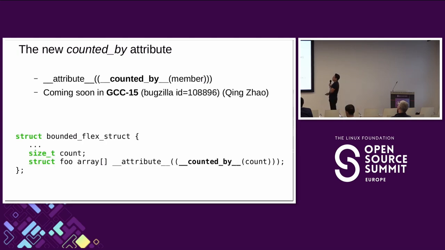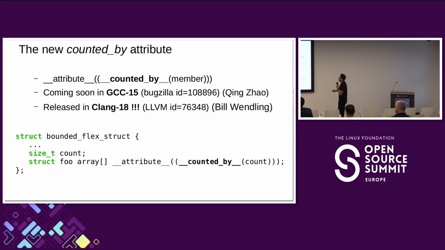Okay, so this is under development in GCC 15. Qing Zhao is the person in charge of developing this compiler attribute. She's a great GCC developer, and she's also part of the Kernel Self-Protection Project. And this was recently released in Clang 18, so you can use this attribute. It was developed by Bill Wendling. He's also part of the project, and he's a Google employee.